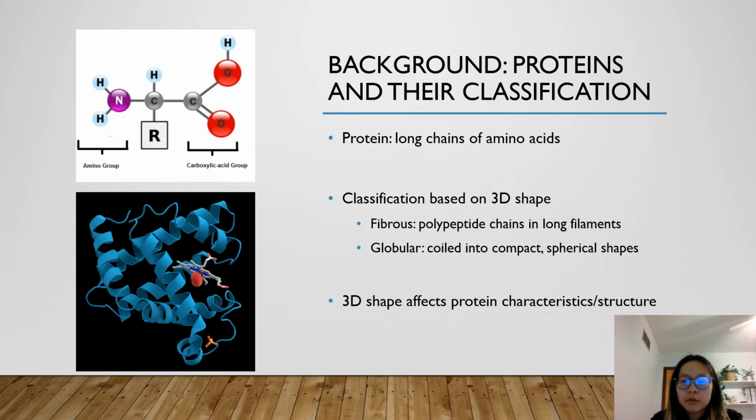There's also globular proteins, which are coiled into compact spherical shapes. Unlike fibrous proteins, these are generally water-soluble and are more mobile within cells. An example would be enzymes, which we will go over later. And yeah, the figure in the bottom left just shows a random protein, and you can see all the different components of it and its 3D shape.